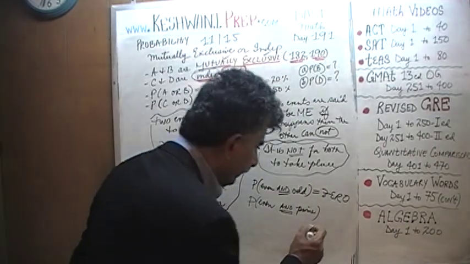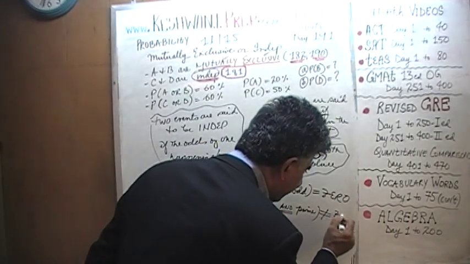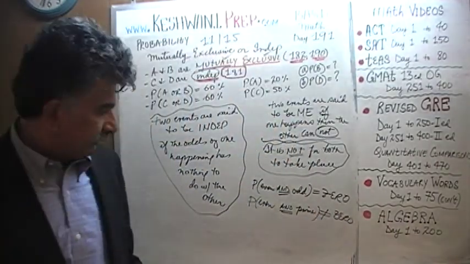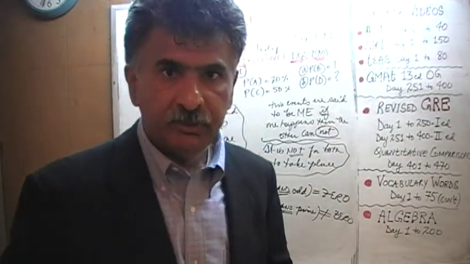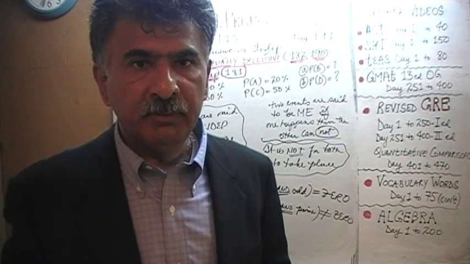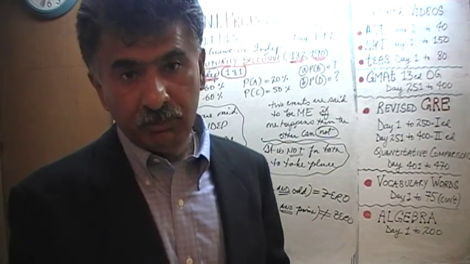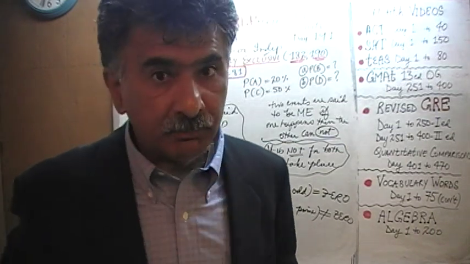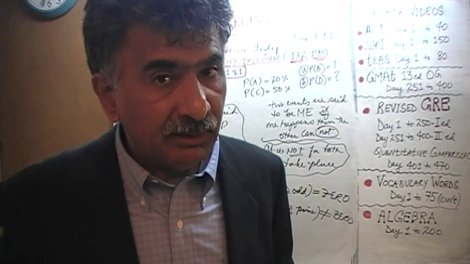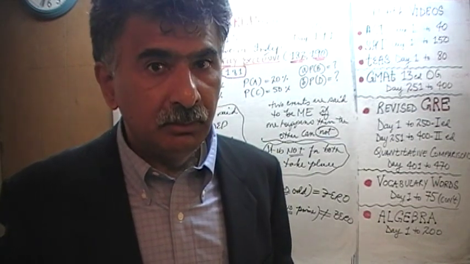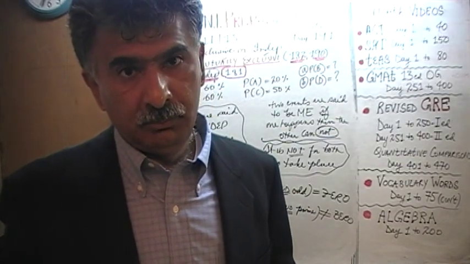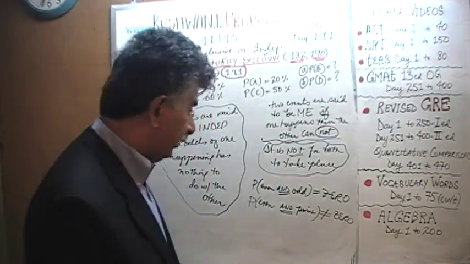Here it is not zero. Just because I roll an even number, for example, if I roll a dice and I tell you to take a look at it and tell me whether it's an even number or odd number, and you tell me that I just rolled an even number, does it make it impossible that I may have also rolled a prime number? The answer is no. No, because maybe I rolled a 2.